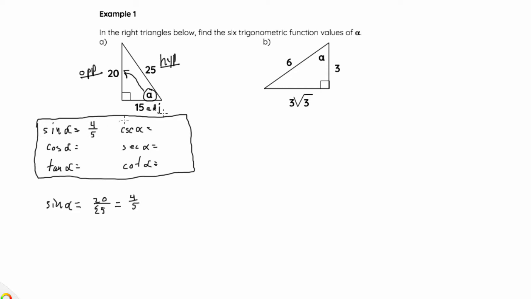So once I have the sine 4/5, not much thinking goes through my head. I just write, hey, you know what? I'm just going to take the reciprocal of that. 5/4. And it's that easy. Once you know these, you know the other ones automatically.